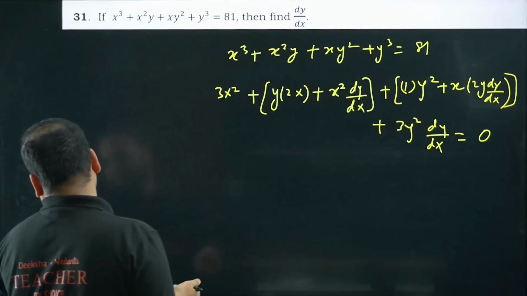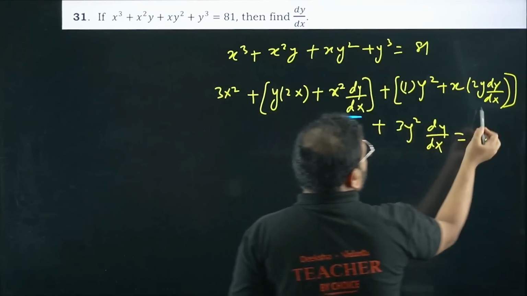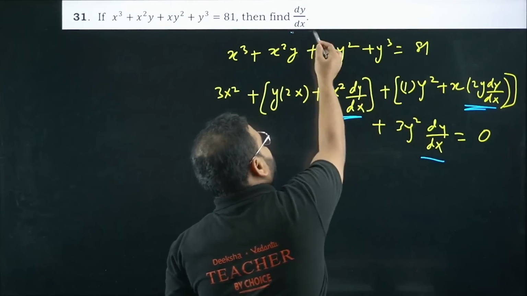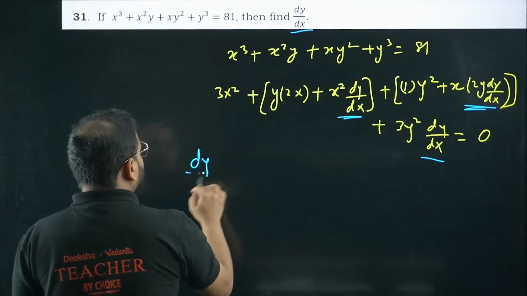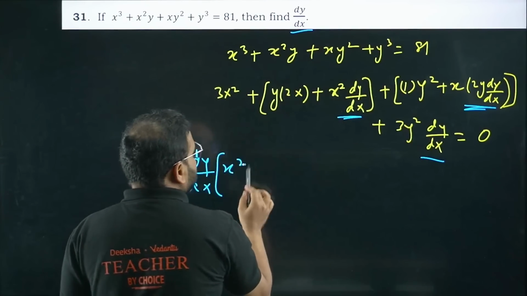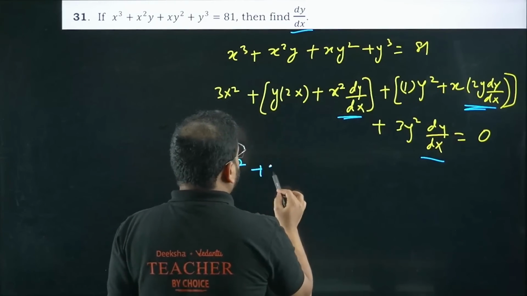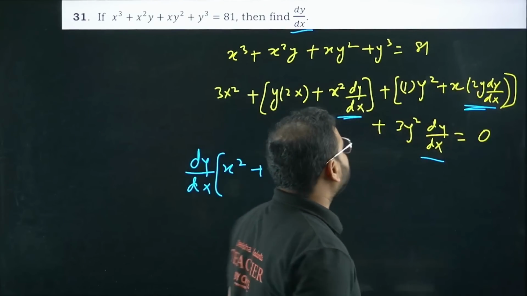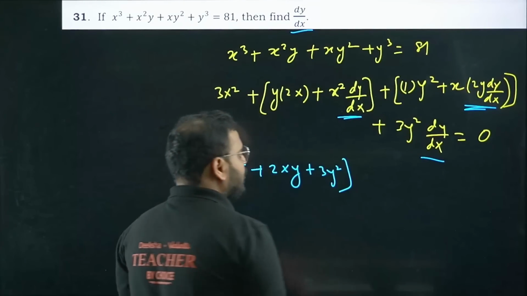Have a look. My important step is to take this part common. Whenever we have this term and this term common, because we are looking for that value only. Let's just do that. So let's write here dy by dx common. What do you get from the first term? We have x square left. Second term, what we have left? 2xy. Please check 2xy, second term. From here, what we have? 3y square. Close this.